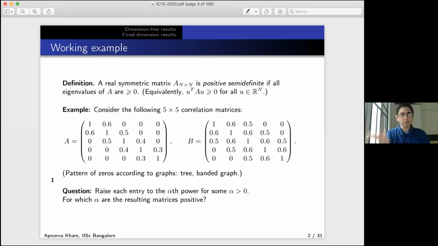Okay, a simple question: raise every entry to the same fixed power alpha. For which alpha are the resulting matrices positive, I mean positive semi-definite? So it's a very simple question, and we will answer this question in the course of this talk. And because of this graph here, you'll see there is a nice connection to combinatorics. So this is just some kind of a motivating or working example. I will get back to this.